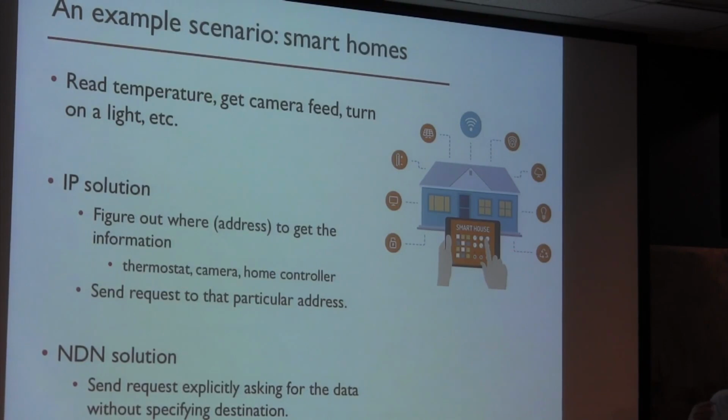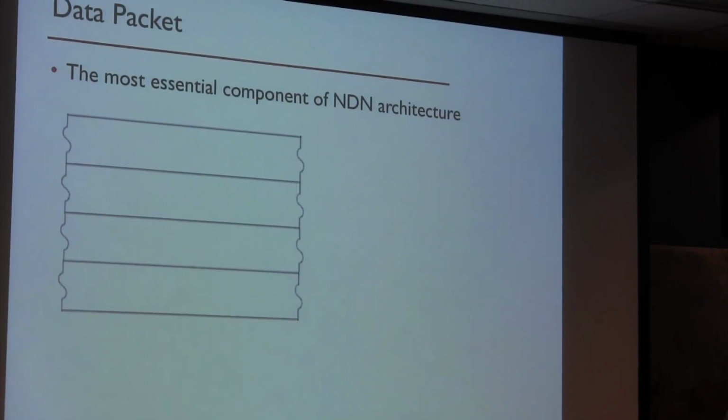Then the question is exactly how does this work? NDN has 2 types of packets. And I'll go over the details of these 2 packets. First is the data packet. So in NDN's view, everything is data, and all the network is doing is retrieve the data.